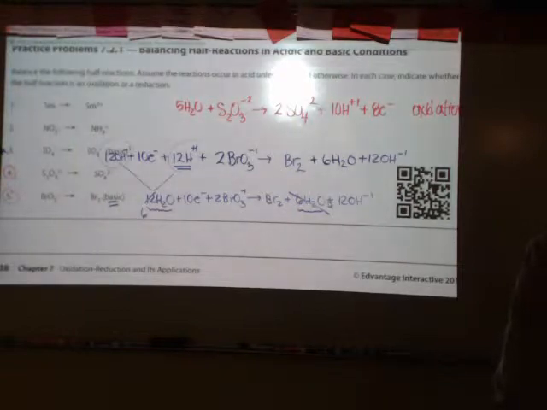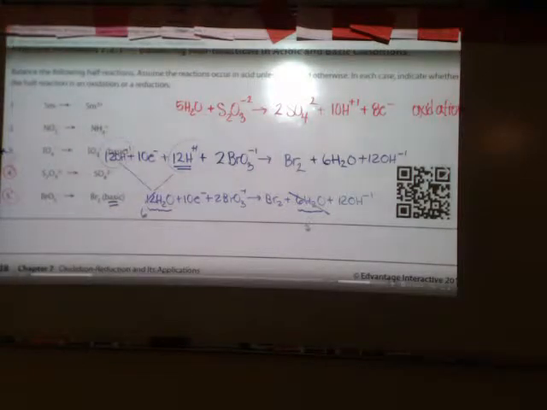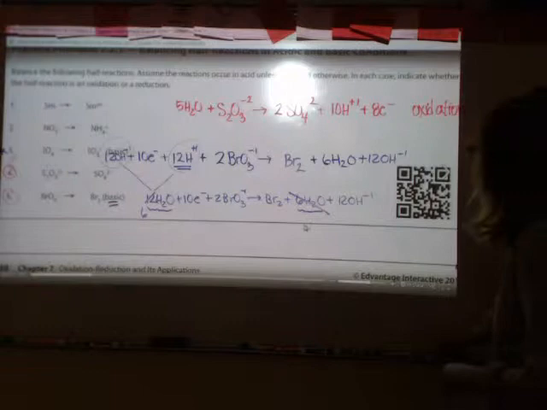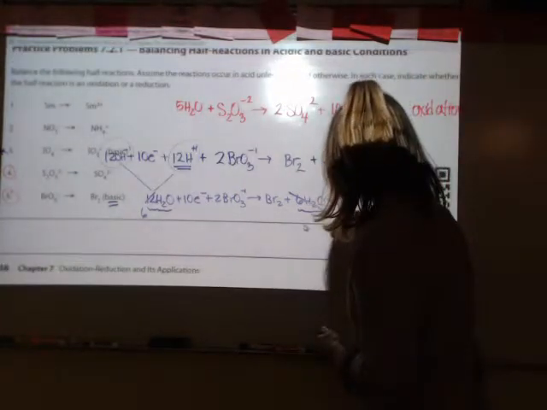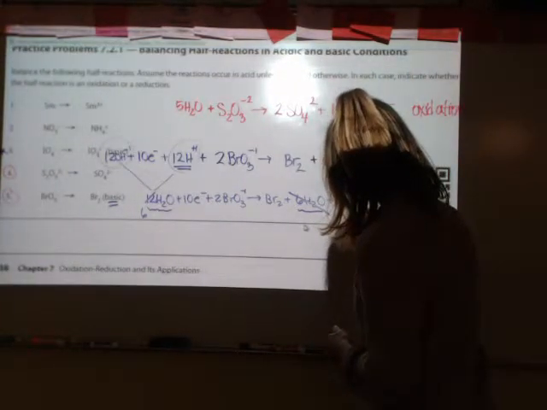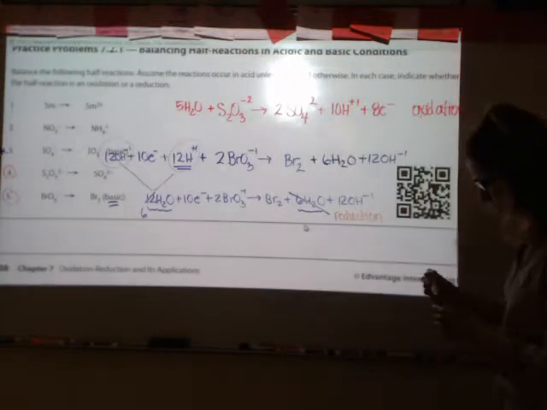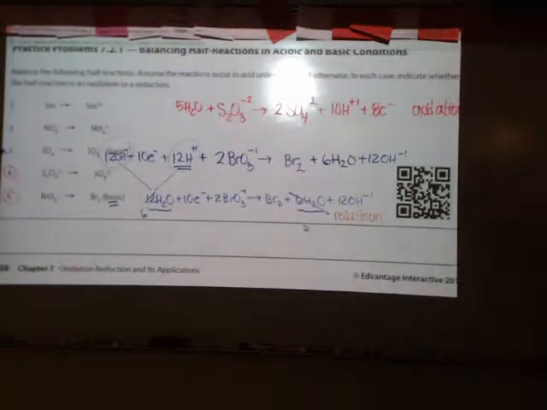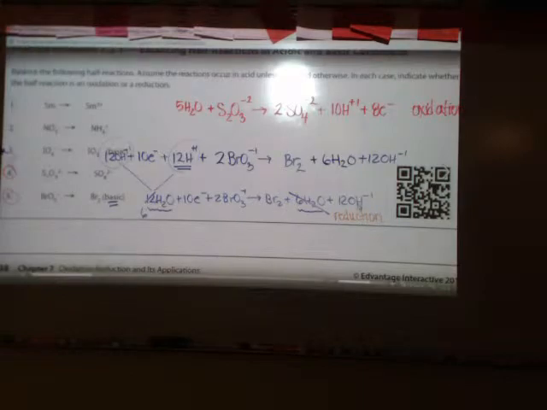I'm just going to fix the code. And this is reduction. I don't know why I did that. I didn't think it would matter, but it did. Okay. So it doesn't matter. Okay, so let's go on.